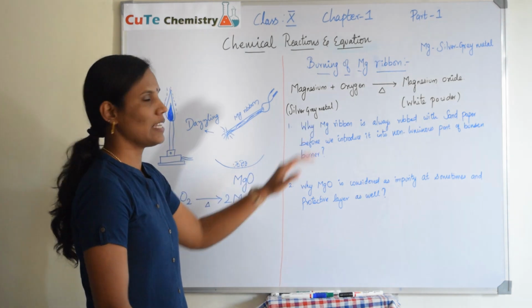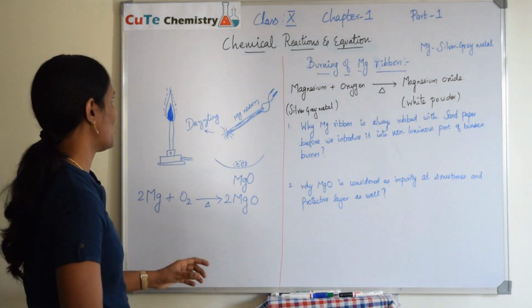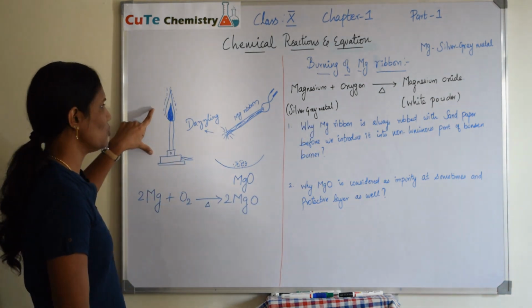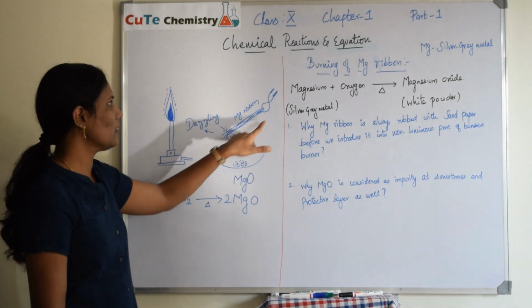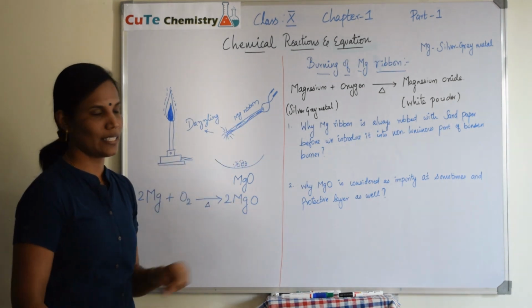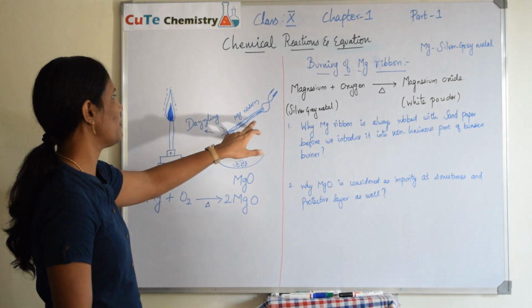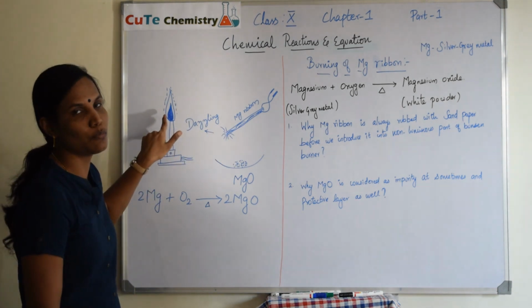Let me explain this experiment in detail. For conducting this experiment, we need a Bunsen burner, magnesium ribbon, tongs, and a watch glass. What we have to do is introduce this magnesium ribbon to this Bunsen burner.